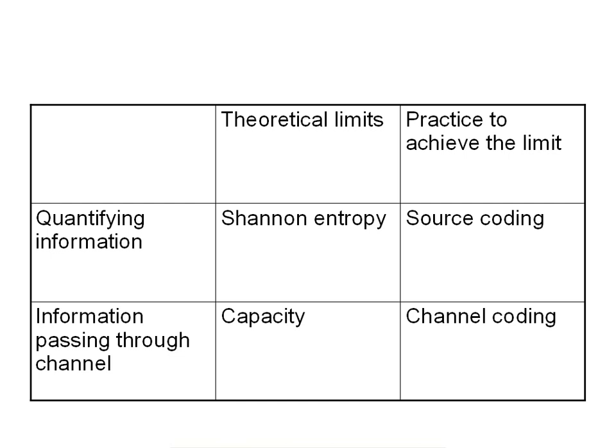The second problem is about how much information we can pass through a channel. It turns out the theoretical limit is given by the so-called capacity. And the practical way to achieve the capacity is studied in the realm of channel coding.